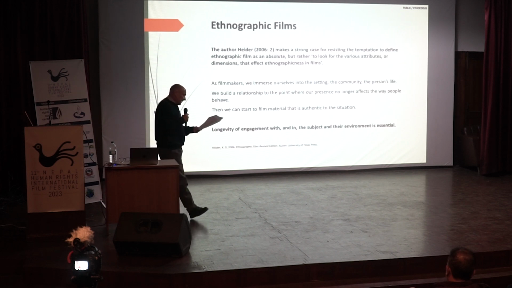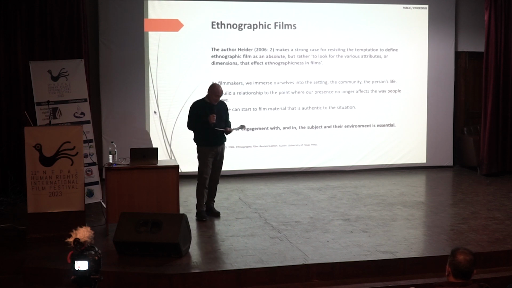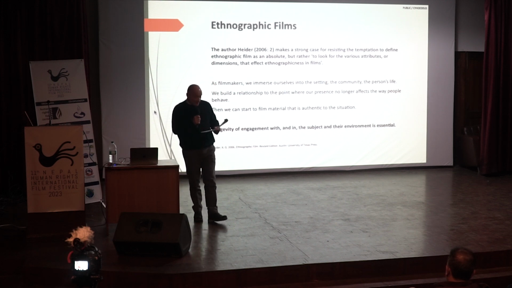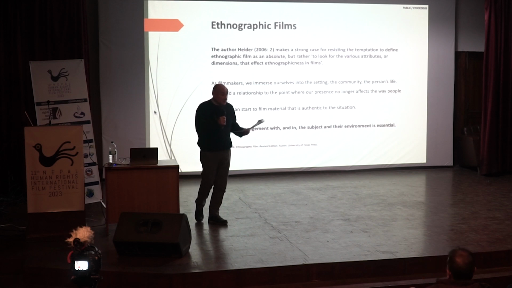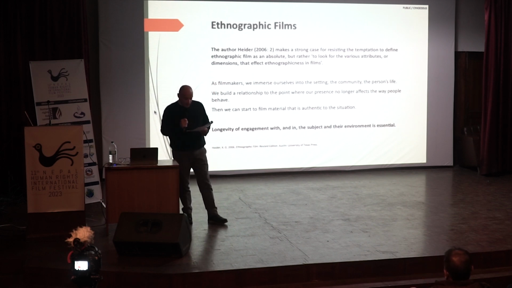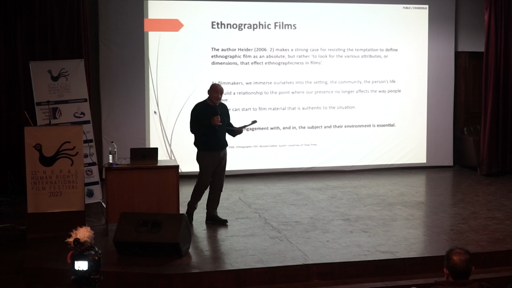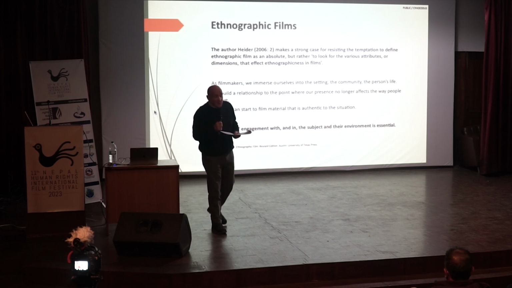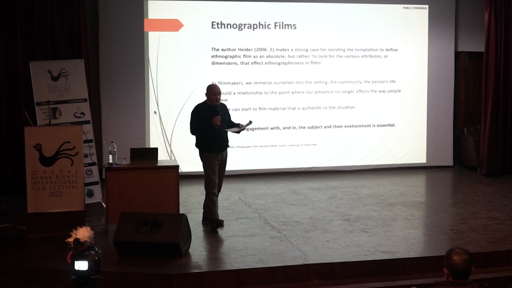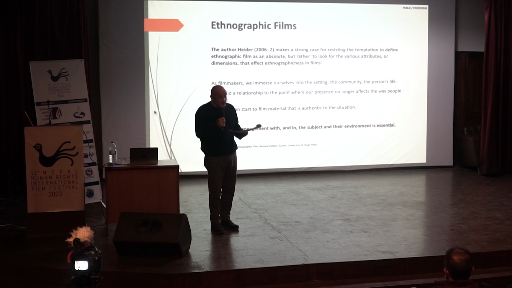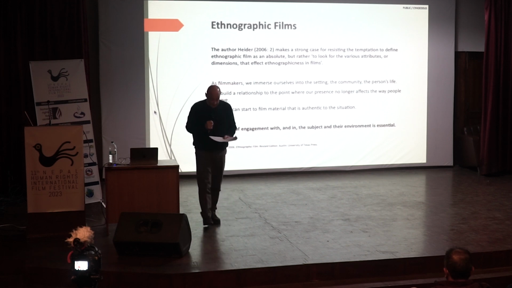The author Haider makes a very strong case for resisting the temptation to try to define ethnographic film as an absolute, but rather to look for various attributes or dimensions that affect ethnographicness in film. And I think that's a really nice way of going about things. We can go down a cul-de-sac or into a dead end by trying to find definitive definitions about lots of things, where in fact we would be much better off trying to think about the characteristics of something which make it ethnographic in principle.